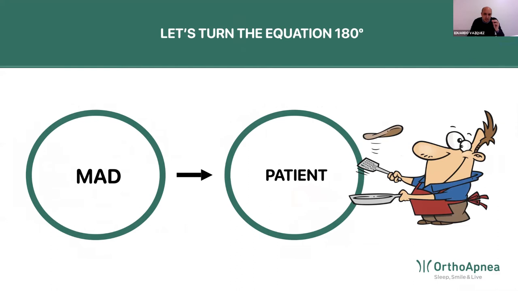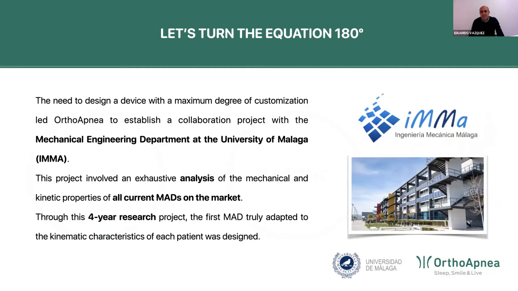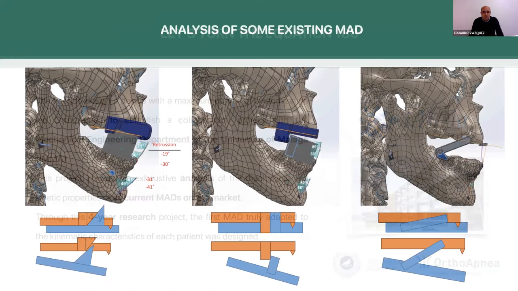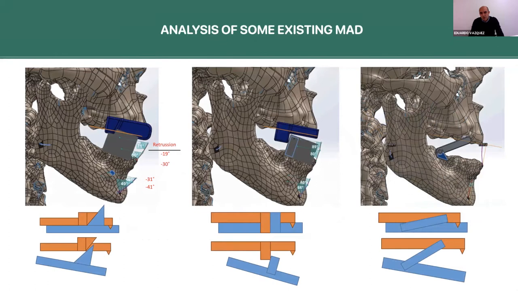With this idea, the OrthoApnea division got in touch with the mechanical engineering department at the University of Malaga to start a research project that would end with the development of this new MAD. Before we started this research project, a thorough analysis of the available MADs on the market was performed. You can see, for example, three examples of MADs that are currently available on the market. The mechanical engineering department analyzed the individual kinematics of these devices to see what were the positive aspects and which were the negative aspects of these devices.